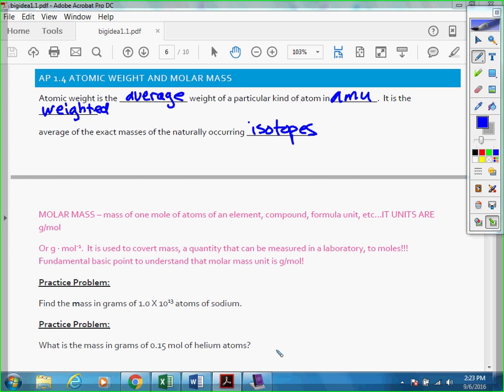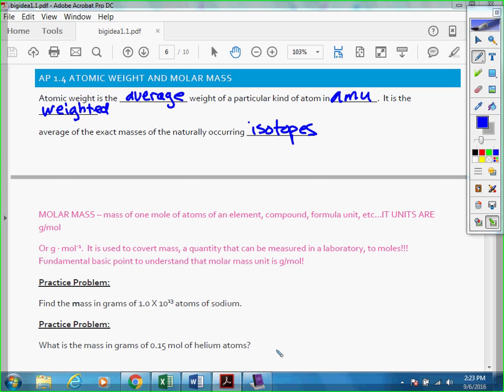Molar mass. Mass of 1 mole of atoms of an element, compound, formula unit, etc. Its units are grams per mole, or grams per mole with the mole on the bottom of the fraction. So you can see them listed this way or this way. This is how AP lists it. When the unit's on the bottom, it gives you a -1.